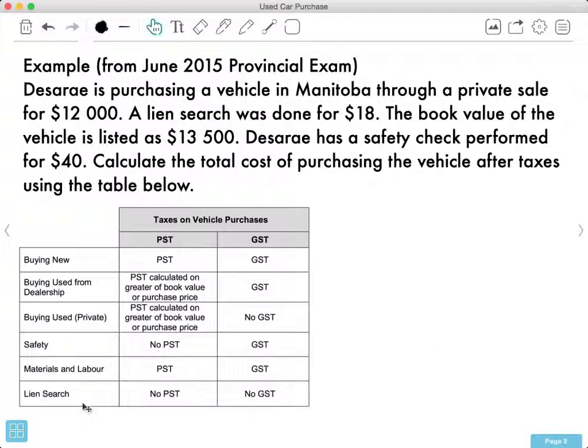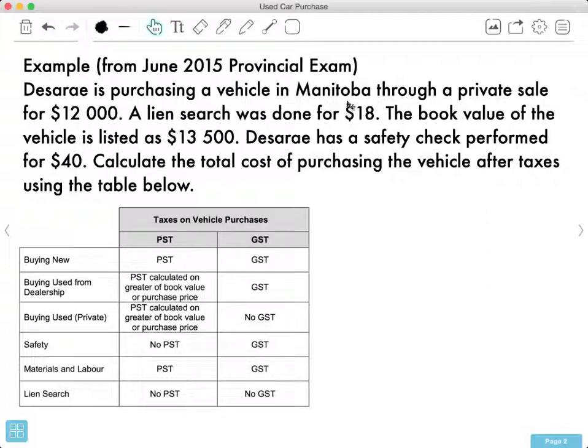And for a lien search, which means just doing a quick search to make sure that nobody else has any claim on that car, that it's not unpaid for by somebody else and somebody's going to come and take your car away. To do a lien search, there's a cost, but there's no tax at all charged for a lien search. So let's look at the example.